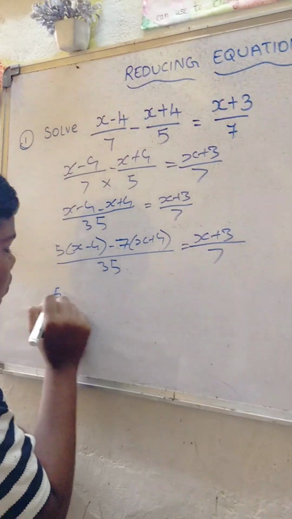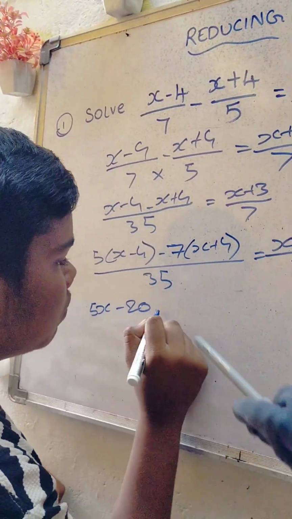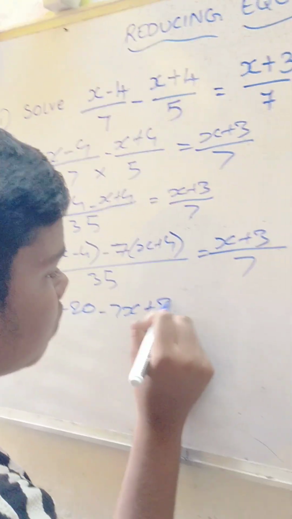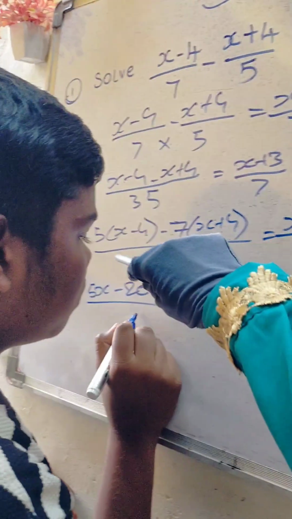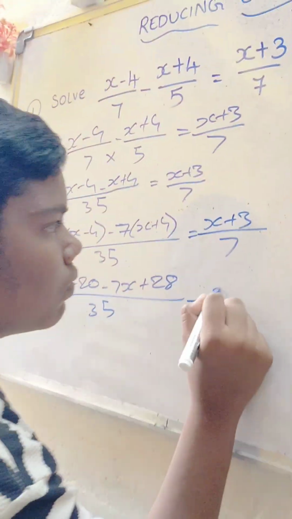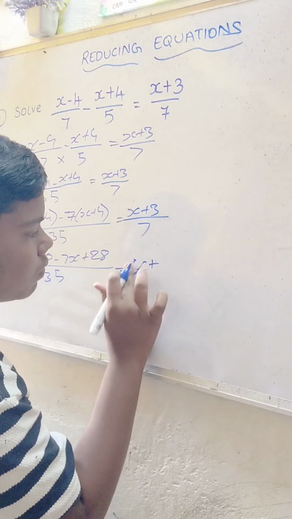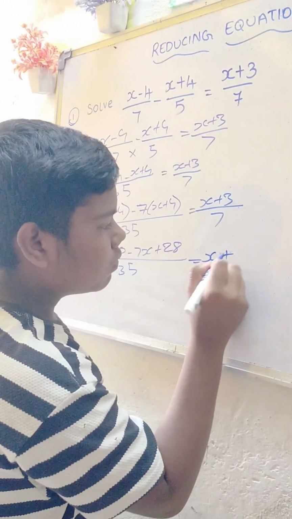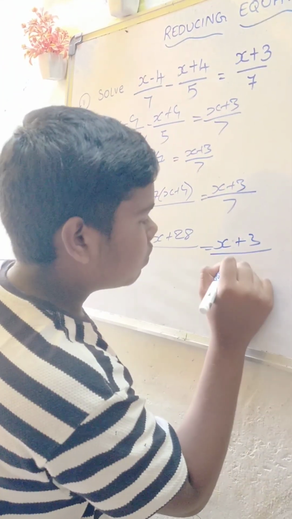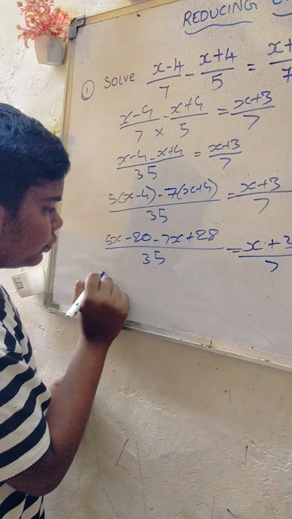Okay, so 35 is the LCM. Now with the same number he has multiplied the numerator. So 5x, 5 4s are 20, 7x, 7 4s are 28, x plus x. No overwriting in mathematics, Rishi. X plus 3 by 7. Okay, then now solve it.